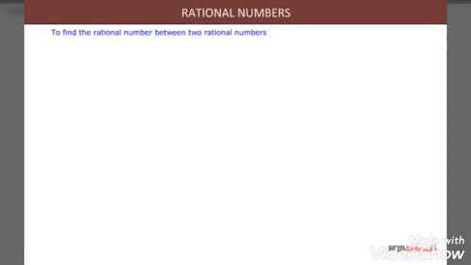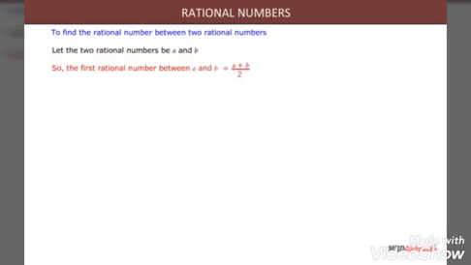To find a rational number between two rational numbers, let the two rational numbers be a and b. So, the first rational number between a and b is a plus b divided by 2.